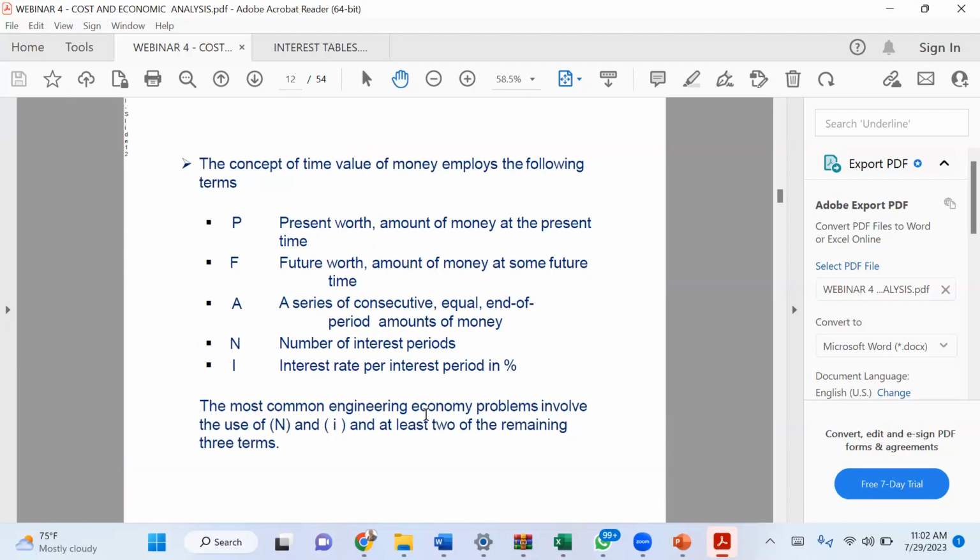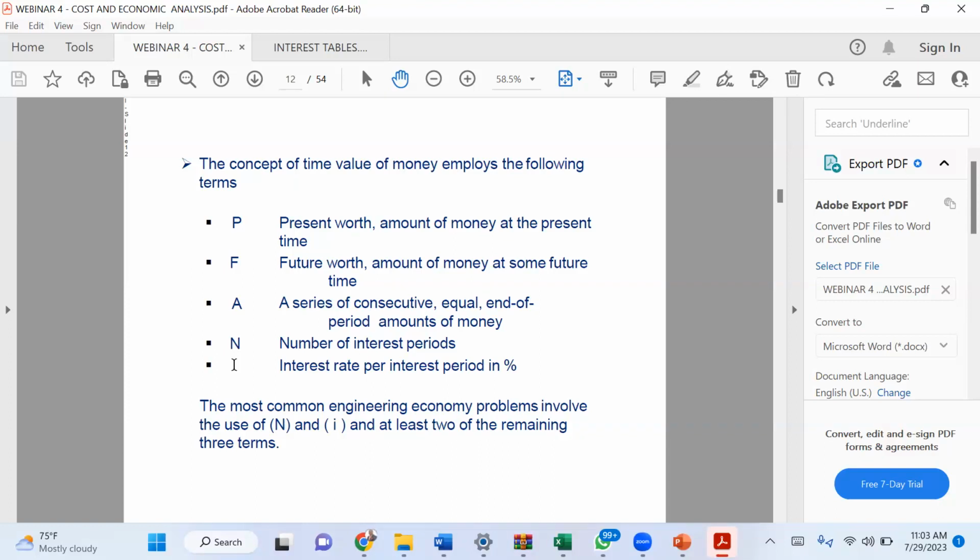In these 5 economic indicators, N and I are always given. Then of the remaining 3, 1 will be given and you'll be asked to find 1. I come again. N and I are always present. Why are they present? Because every project has a lifespan, and there are always interest rates. So those are constant, those are defaults.